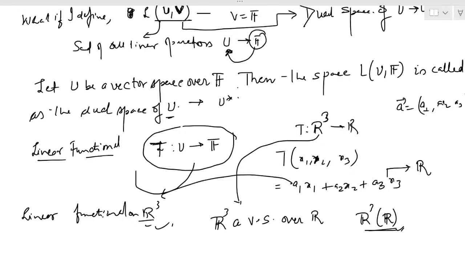And remember, every vector space has a dual space. Remember this particular thing, that every vector space has a dual space.